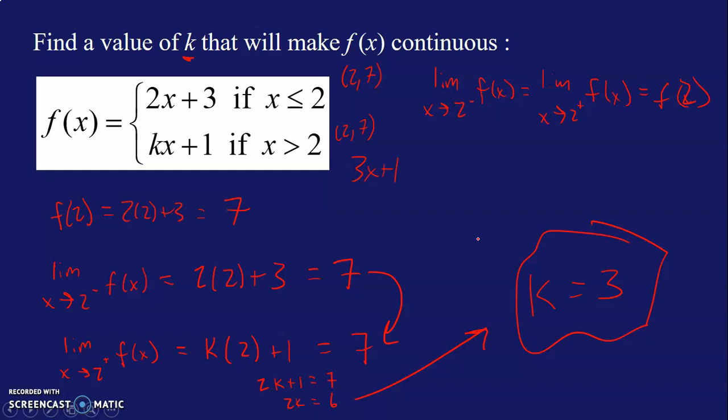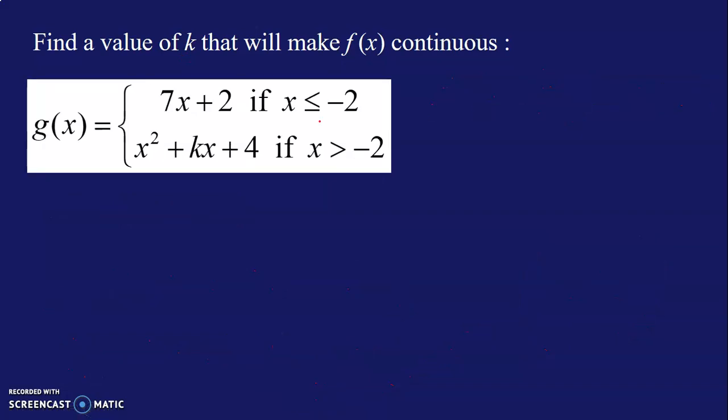All right, let's do one more example. On this one, we've got a linear and a quadratic meeting, or potentially meeting, when x is equal to -2. So we want them to meet because we want it to be continuous. So again, hit pause and try to work this one out. All right, and then let's see how you guys did with the notation.